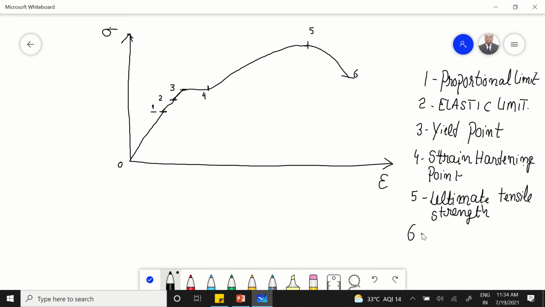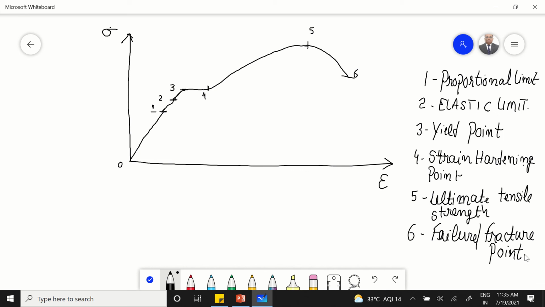Point number 6 is your fracture, or we can say failure point. Failure slash fracture point. Okay, so now let us discuss all these points one by one in order to understand what actually happens in this region and what are the possible mechanisms that give rise to these points.